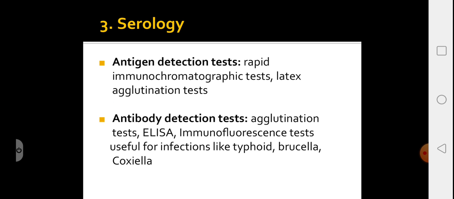Looking into serology, there are antigen detection methods like immunochromatography methods and antibody detection methods like ELISA and immunofluorescence, which are very useful for any fastidious bacteria or bacteria which are not cultivable. Examples of some of which are typhoid, brucella, coxiella, etc.